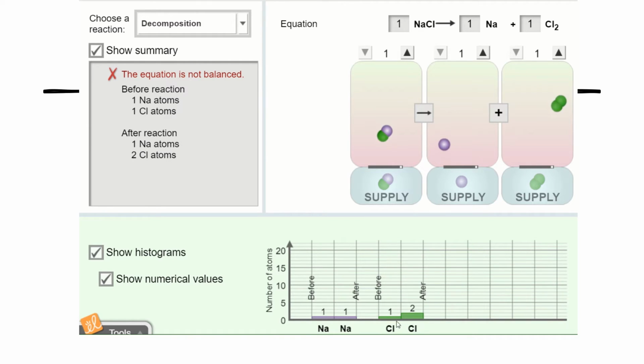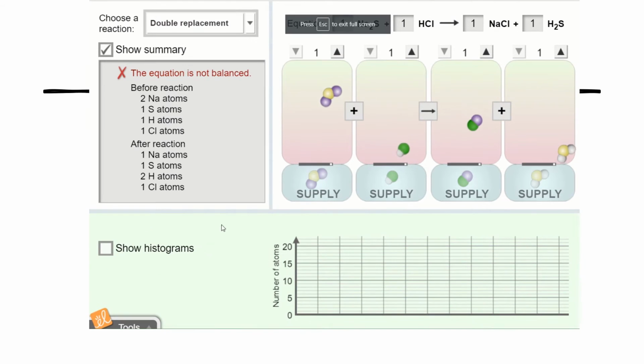So let's try balancing chlorine, which means I need 2 chlorine to be on the reactant side. So when I do that, that's a problem because it also messes up Na. So you can see chlorine is perfectly balanced now, but sodium is not. So can I fix it? Absolutely, easy enough, easy peasy. This one is balanced.